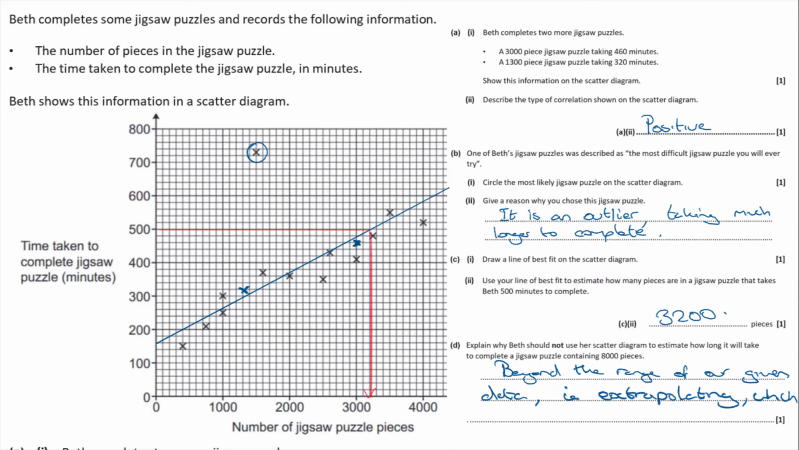Which is unreliable. Okay, so I've said beyond the range of our given data. In other words, it's extrapolating, which is unreliable. Okay, I think that's good enough remark.